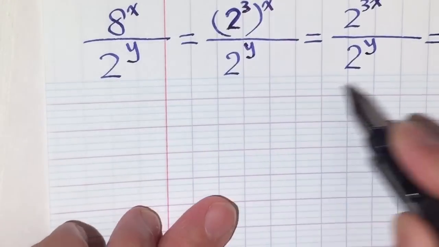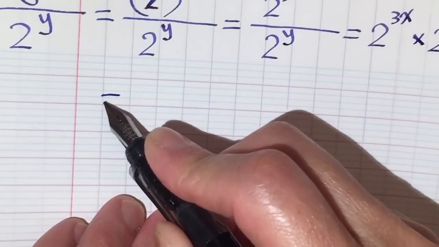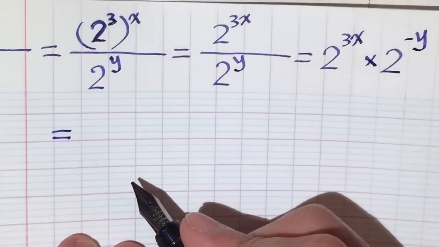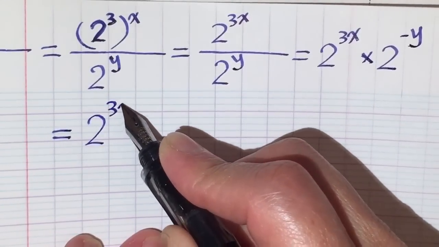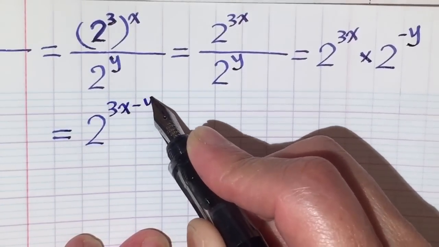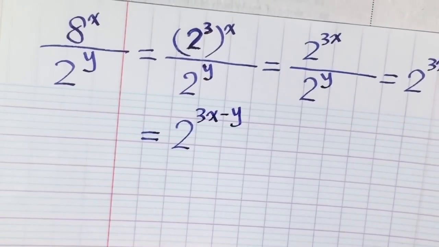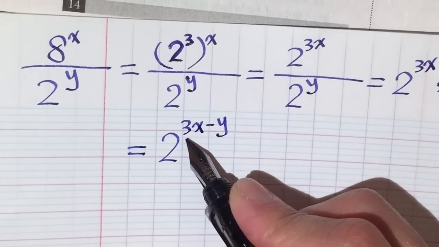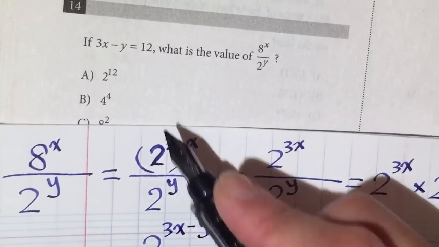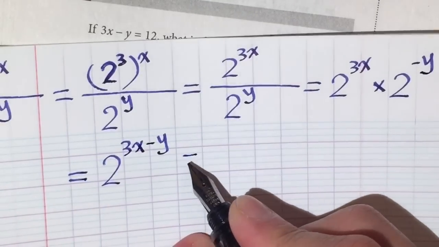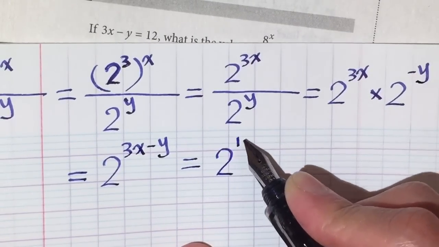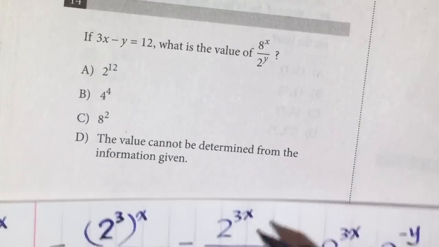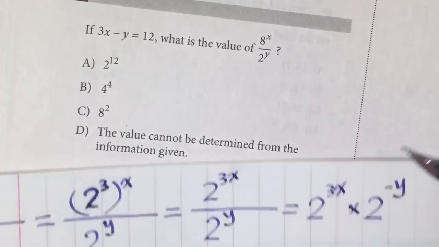Now we can keep on doing this: 2 to the power of 3x minus y. Now we find something. 3x minus y equals 12. Replace 3x minus y with 12. So the answer is 2 to the power of 12.